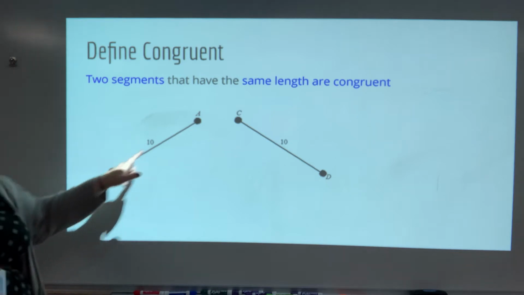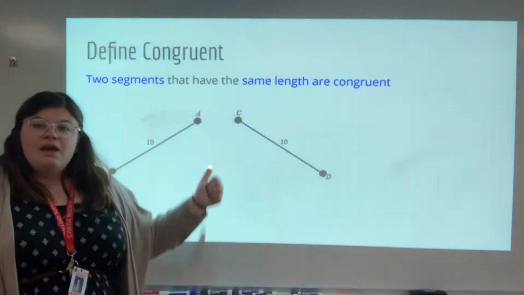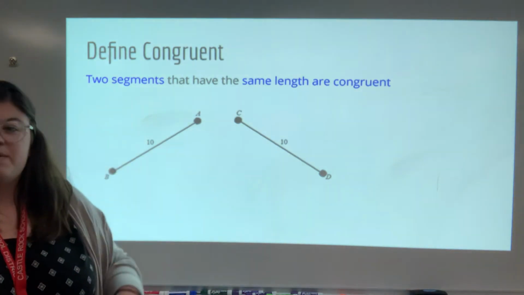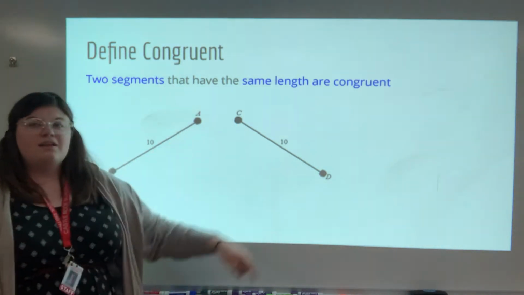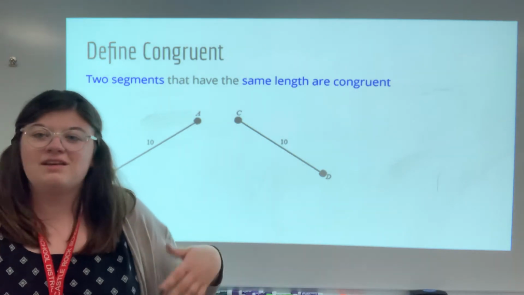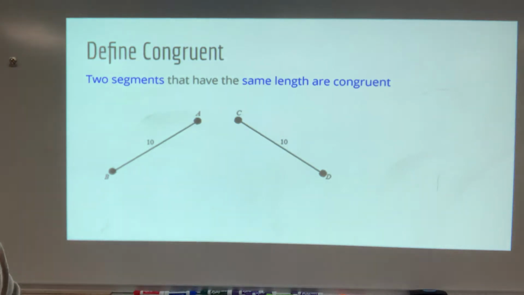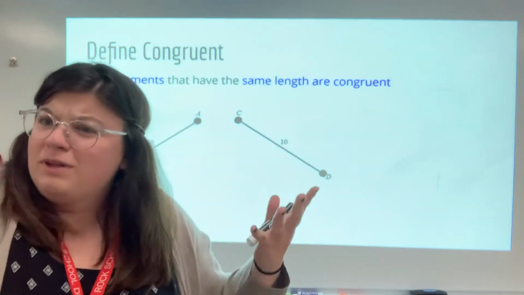So here I've got a segment AB. I also have another segment CD. And it also says that they are a length of 10, maybe 10 centimeters, maybe 10 feet, all right? We know that these things have a measure of 10, therefore we can call them congruent. They're the same size, they're the same length, they're congruent, all right? So, not equal, but think about it as they're equal lengths.